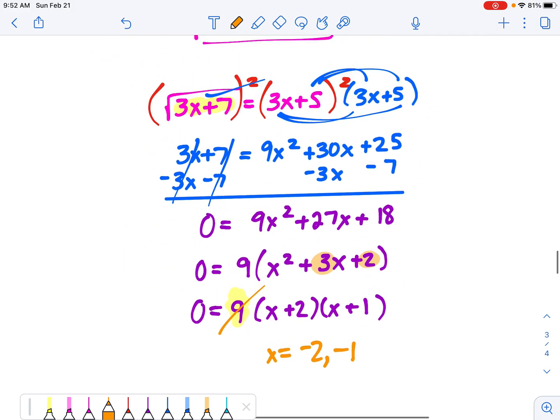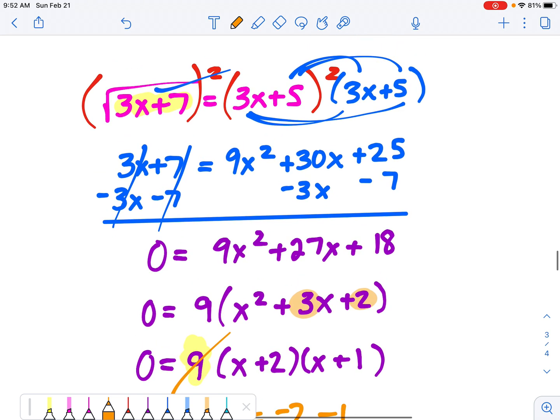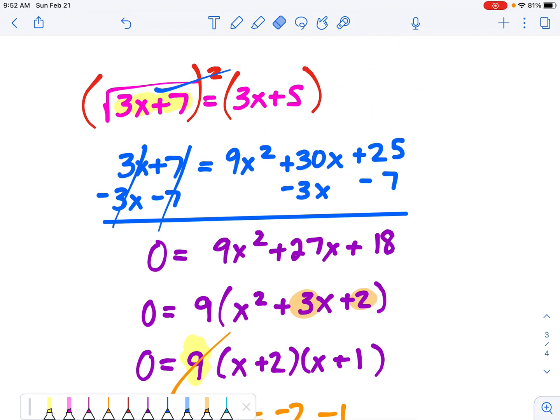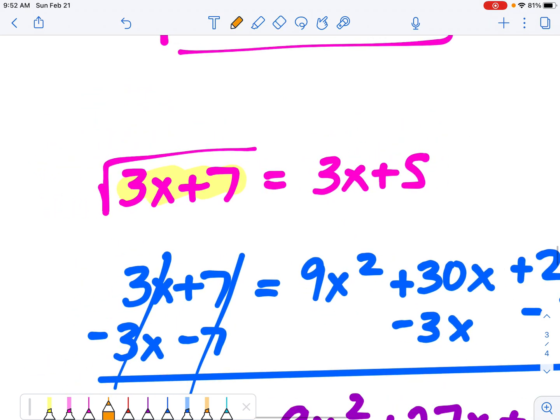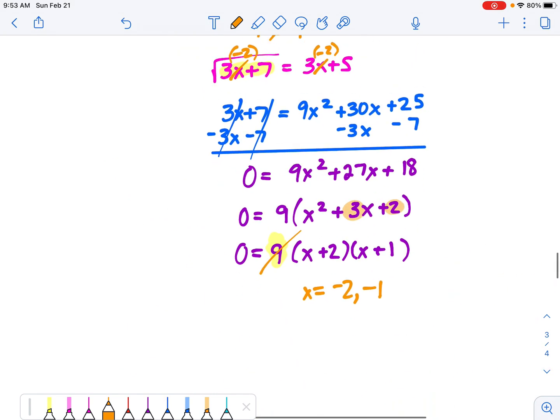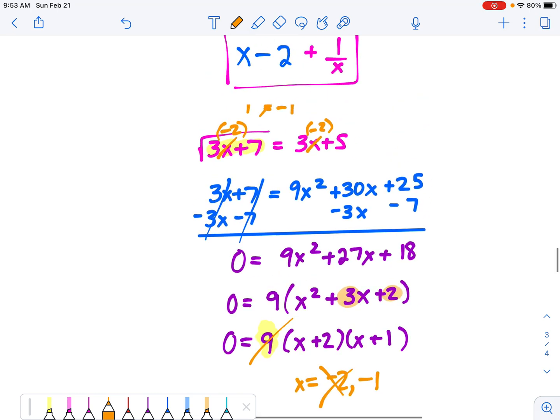Now remember, because it's a square root and even index, we need to double check and make sure two things. One, that we don't have a negative under the square root, and also that it's not equal to a negative outside. So if I plug in the -2 that we get, we're multiplying, we would end up on the left side with -6 plus 7, and that is the square root of 1, which is 1. But on the other side, we have 3 times -2 is -6, plus 5 is -1. And that does not work. So we're going to cross off the -2.